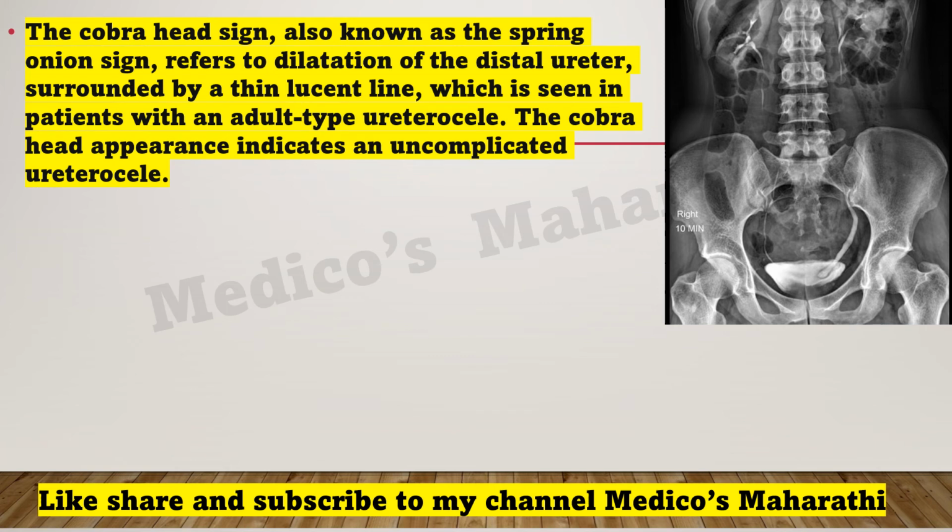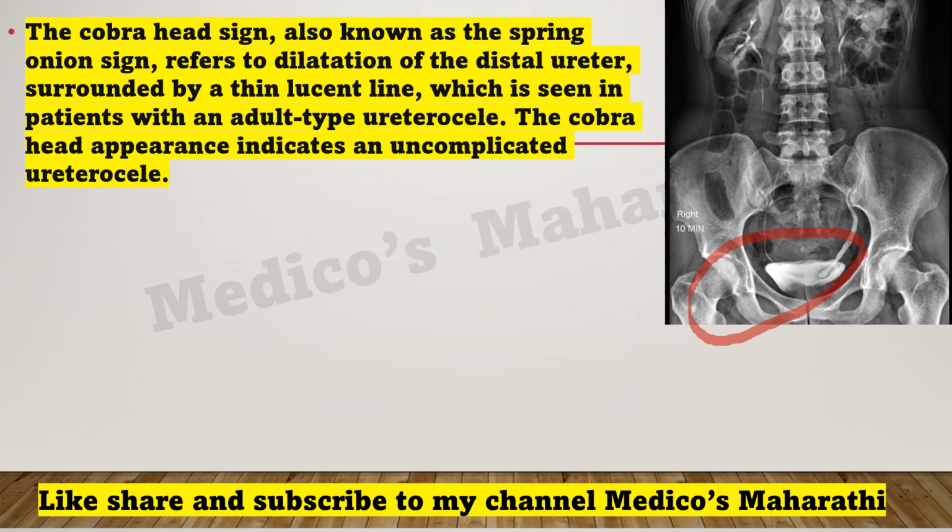सो कोबरा हेड साइन रिप्रेजेंट क्या करेगा? डायलेशन ऑफ डिस्टल यूरेटर. सीन किस में होगा? यूटेरोसेल के केस में, और ये इंडिकेशन क्या देगा कि ये एक अनकॉम्प्लिकेटेड केस है यूटेरोसेल का. सो ये भी क्लियर हो चुका है माय डियर फ्रेंड्स. ओके, so you can see this clearly in this image.